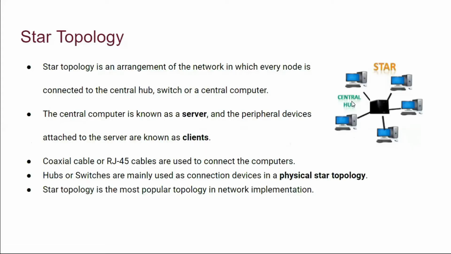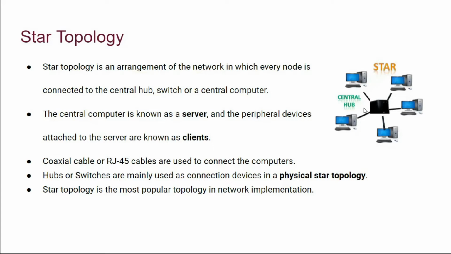Star topology is an arrangement of network in which every node is connected with a central hub. It can be a hub, a switch, or a central computer also. The central computer is known as a server, and the peripheral devices attached to the server are called clients. If you see here, we have a central hub, and with that we have 5 computers. These 5 computers are the clients, and the center hub is the server.